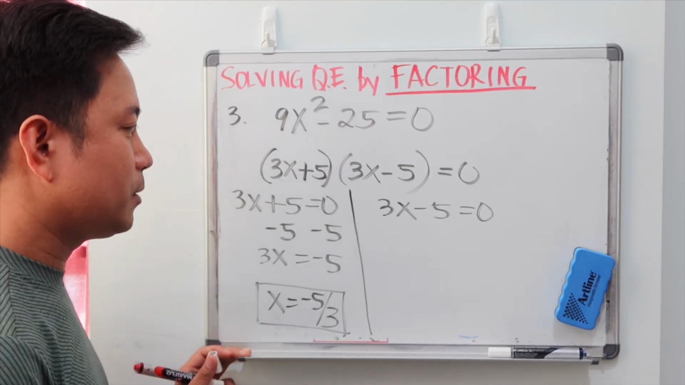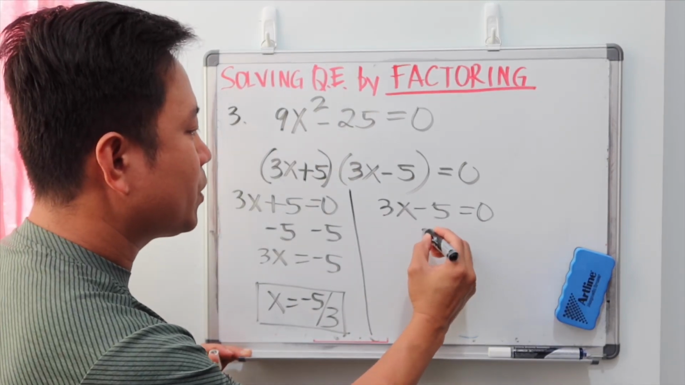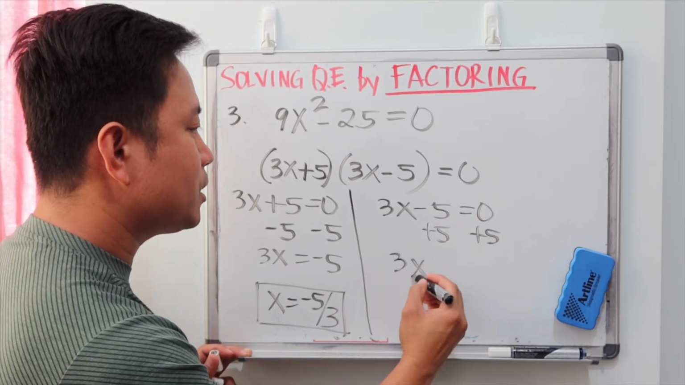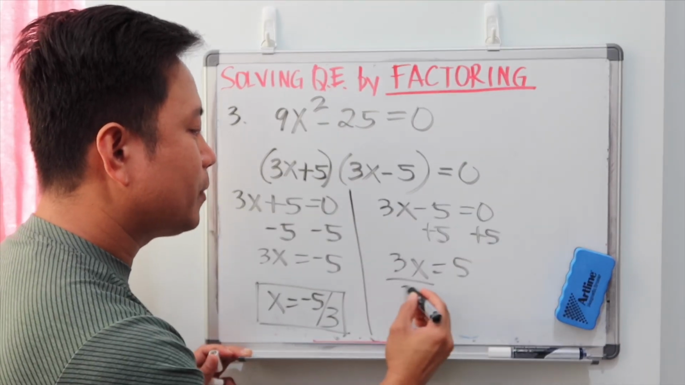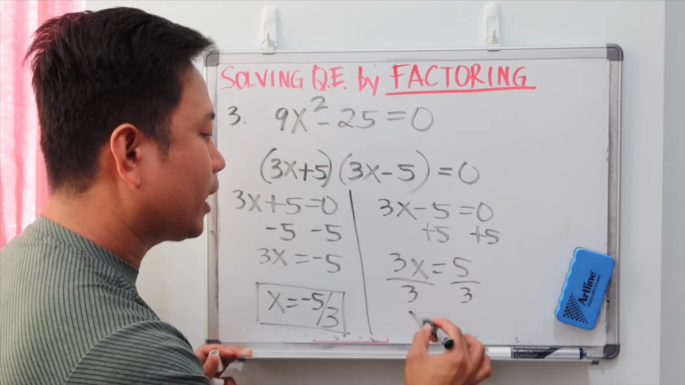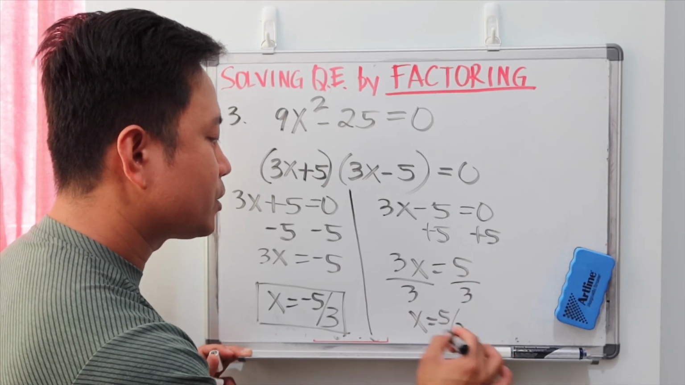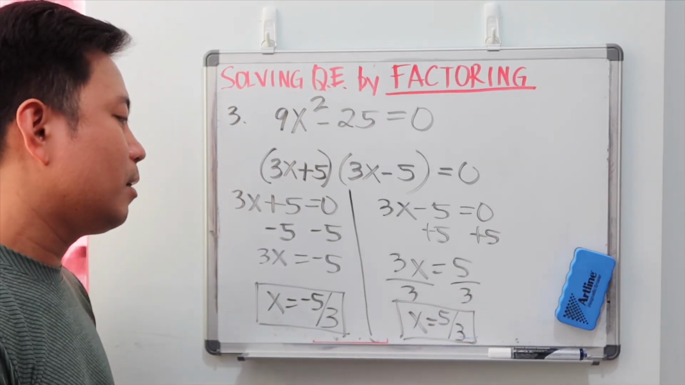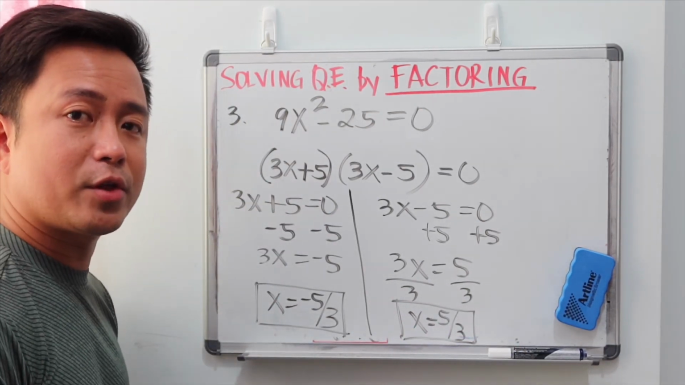For the second problem, 3x minus 5 equals 0. We add 5 to both sides. That's 3x is equal to 5. Divide by 3. So the x value is 5/3. So the values for x that will make this true would be plus or minus 5/3.